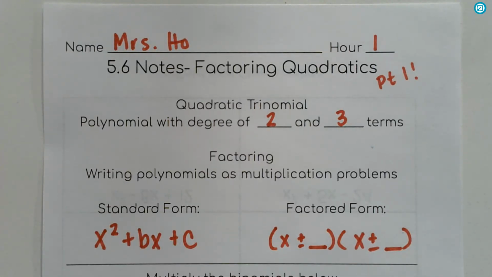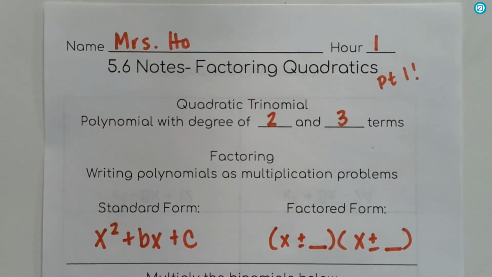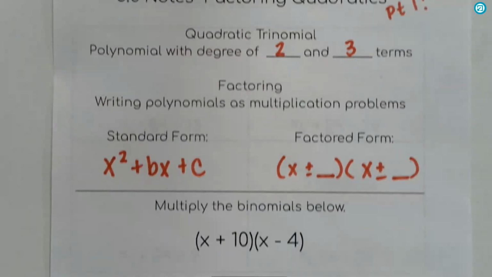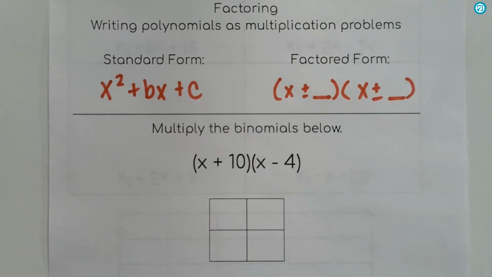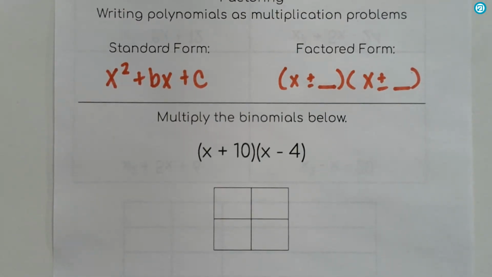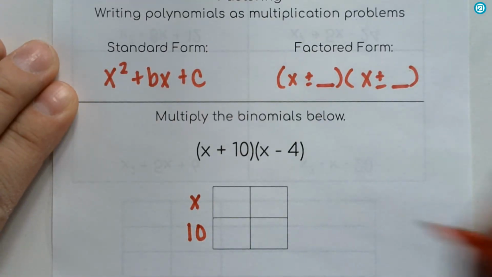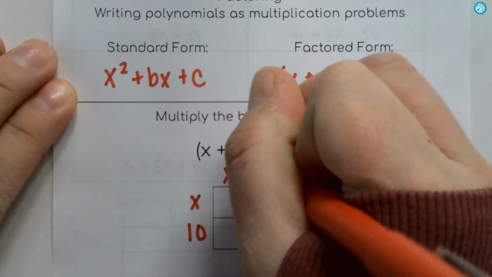Okay, before we start diving into the steps of factoring these, I want to do the opposite of factoring, which is I want to multiply one of these out. So if we move down to this box, we've got a 2 by 2 box. This is just like what we did in 5.4. So we are going to set this up to multiply. It's going to be x and 10 on the left here, and x and -4 on the top.